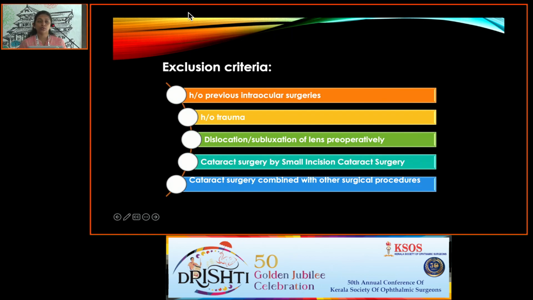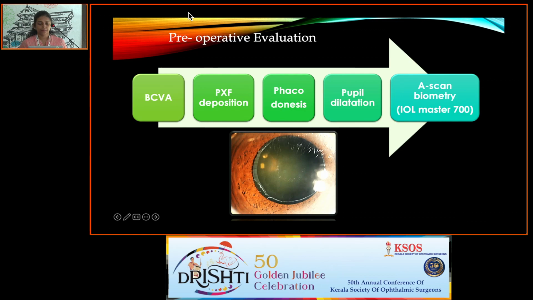We excluded those with a history of previous intraocular surgeries, trauma, and where there is an obvious dislocation or subluxation of the lens preoperatively, cataract surgery by small incision, and cataract surgery combined with other surgical procedures. Preoperative evaluation included best corrected visual acuity, presence of pseudoexfoliation material deposition, presence of phacodonesis, and pupil dilatation. A-scan biometry was done with IOL Master 700.